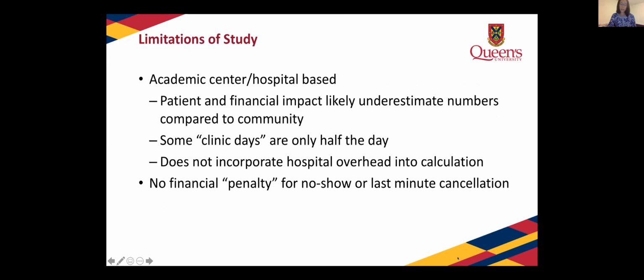Some of the limitations of our study include the likely underestimation of patient and financial impact, as our efficiency at an academic hospital center may be slightly lower than that compared to our community colleagues. We also were unable at this point to tease out and include other hospital overhead costs, which would increase our numbers. Lastly, our current policy is to allow 2 no-shows and then request a new referral, so perhaps a financial penalty may have decreased our no-show count.